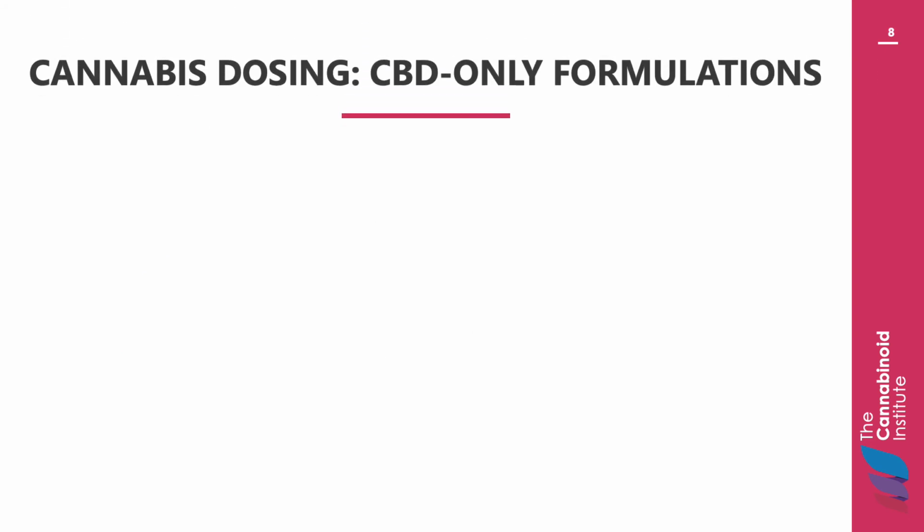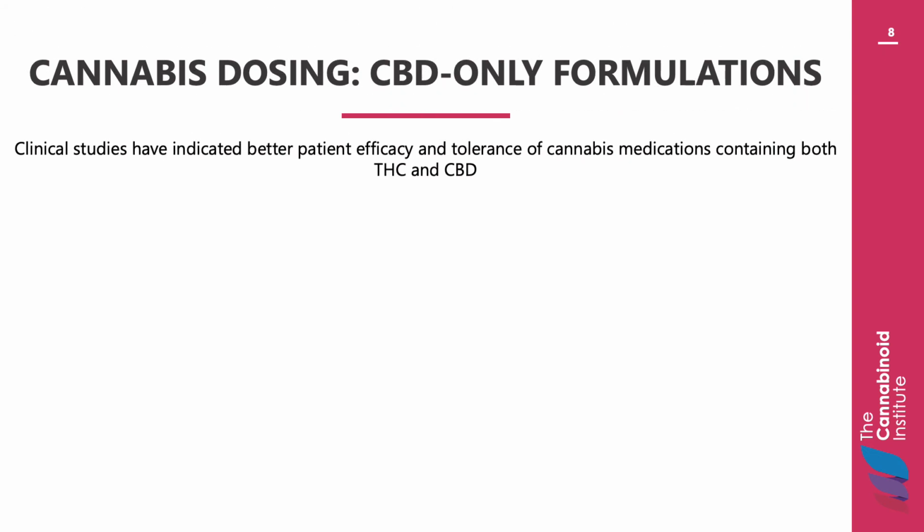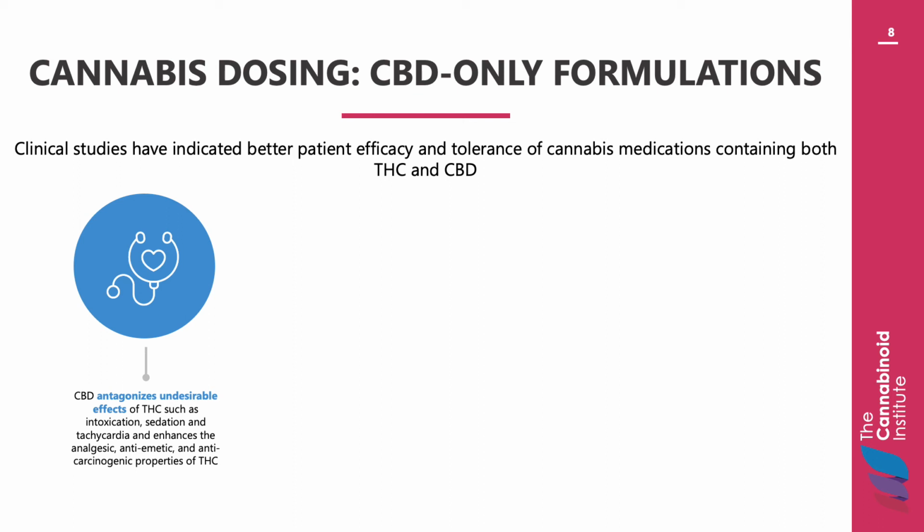Cannabinoid dosing is typically determined based on the milligrams of THC being administered. This is due to the fact that THC produces the majority of the adverse effects of cannabis medication. Clinical studies have indicated better patient efficacy and tolerance of cannabis medication which contains both THC and CBD. This is due to the fact that CBD can antagonize the undesirable effects of THC, such as intoxication, sedation, and tachycardia, while enhancing the analgesic, antiemetic, and anticarcinogenic properties of THC.